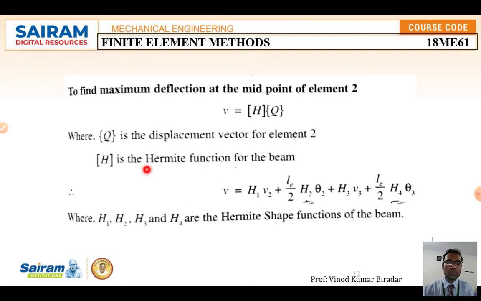They are also asking to find the maximum deflection at the midpoint for element number 2. We have the formula for maximum deflection, which we already used while lecturing and while solving problem number 1. So Q is equal to the displacement vector, where H is the Hermite shape function. The Hermite shape function formula is V equal to H1 V1 and so on. So here substitute in this equation the boundary condition.